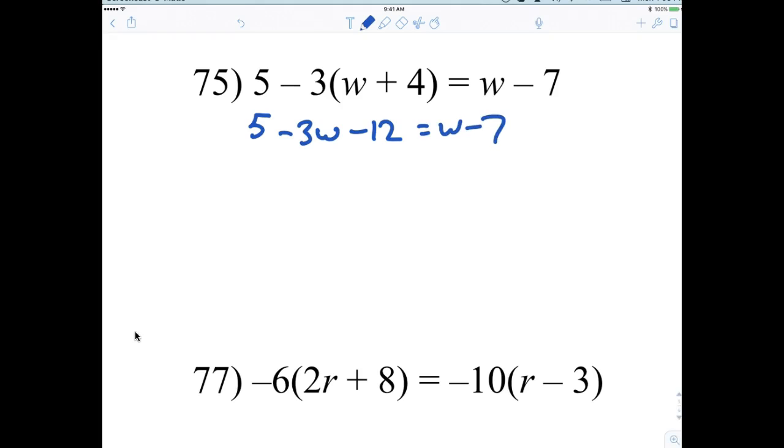Everybody happy with that? Yes. And now, what's 5 minus 12? 5 minus 2. You see what I did there, right? I combined terms just to make sure. 5 minus 12 is negative 7. Is everybody good with that?